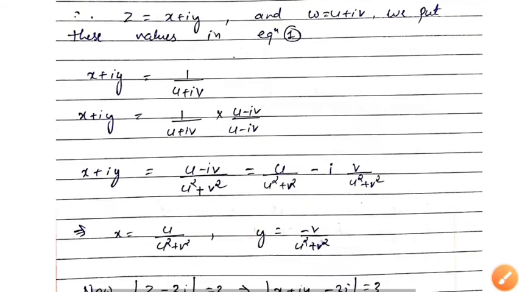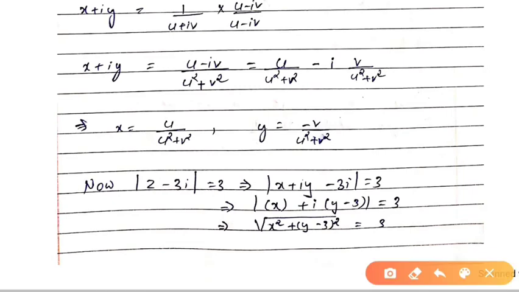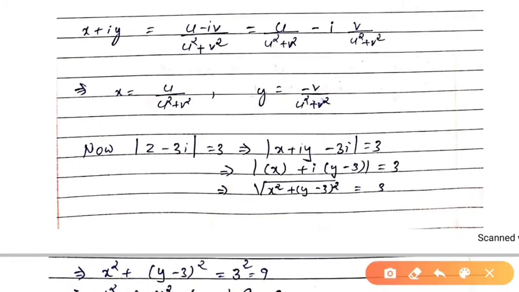Okay. Now we will separate the denominator. I am separating just the denominator: u upon u square plus v square minus i into v upon u square plus v square. Now what we will do is compare the real and imaginary parts on both sides.